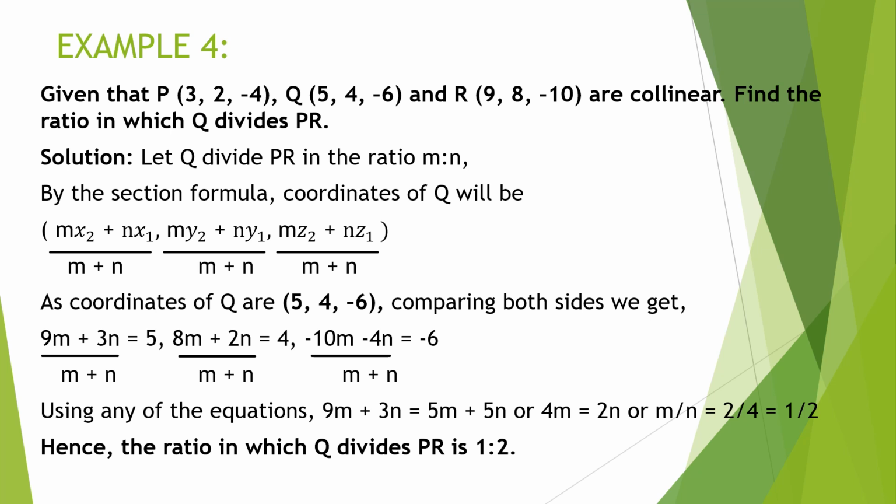Now remember, you can use any of the equations and try to get the ratio m by n. Suppose we use the first equation: 9m + 3n is equal to 5m + 5n. Simplifying that, we get m upon n is equal to 1 by 2. That means the required ratio in which Q divides PR is 1:2.